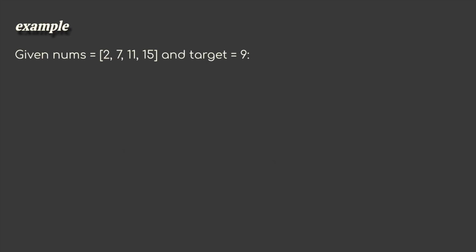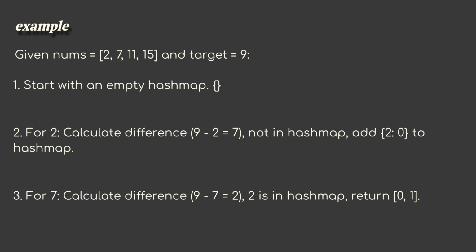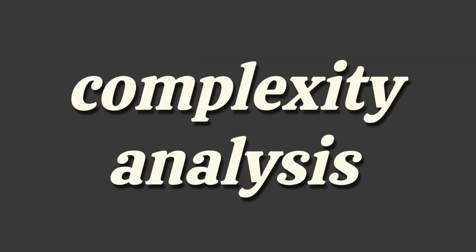This will make a lot more sense once we go through an example, so let's do that now. We're given this array nums 2, 7, 11, 15, and this target 9. We start with an empty hash map. For 2, we calculate the difference. 9 minus 2 equals 7. 7 isn't in our hash map, so we don't return anything, and we add 2 with its index 0 to the hash map. For 7, we calculate the difference. 9 minus 7 equals 2. And 2 is in our hash map because we just added it, so we return 0, 1.